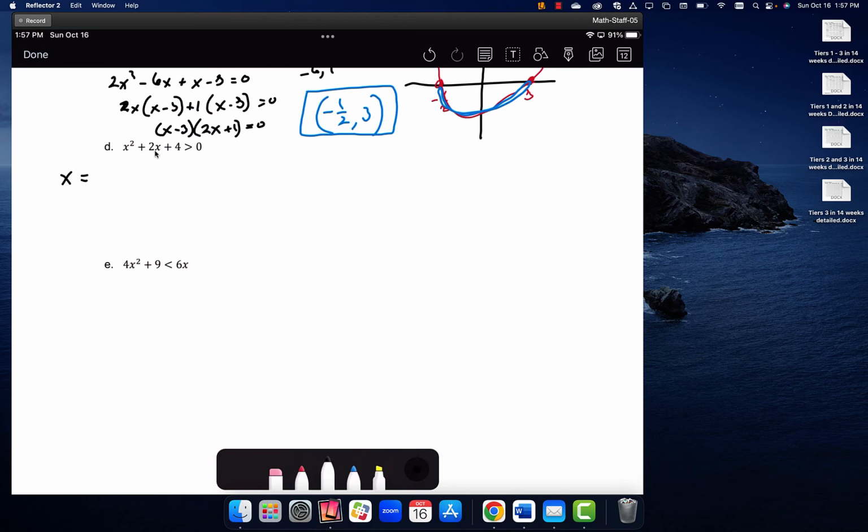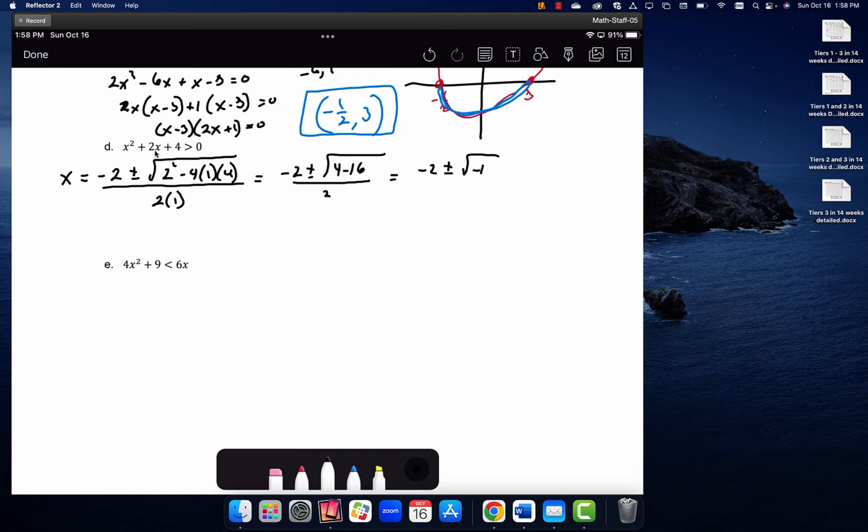So let's try that. We have negative b plus or minus the square root of b squared minus 4 times a times c, all over 2 times a. Simplifying will give us negative 2 plus or minus the square root of 4 minus 16 over 2. That is negative 2 plus or minus the square root of negative 12 over 2. Now this can be simplified a little bit more, but we don't need to keep going.